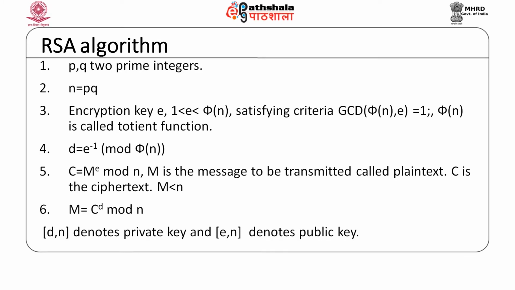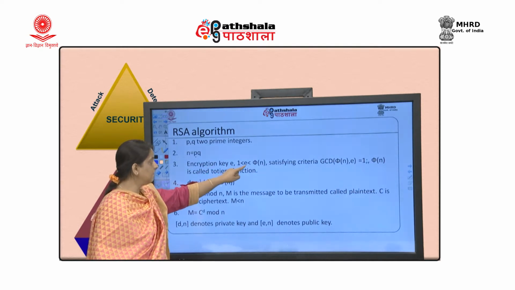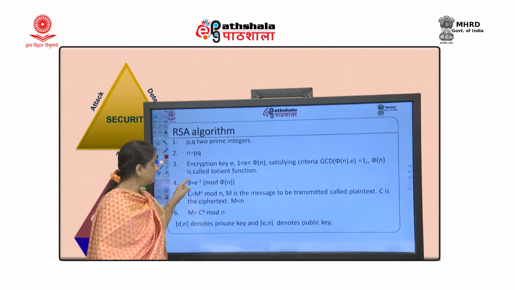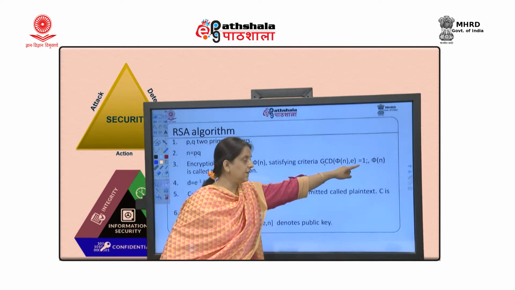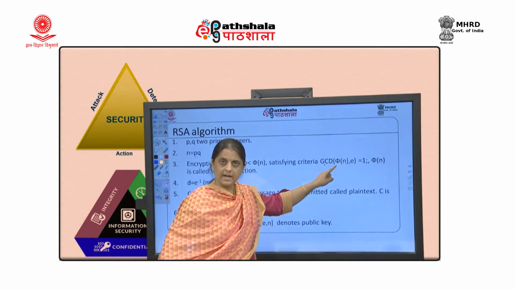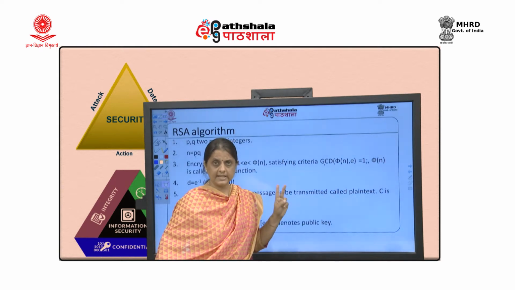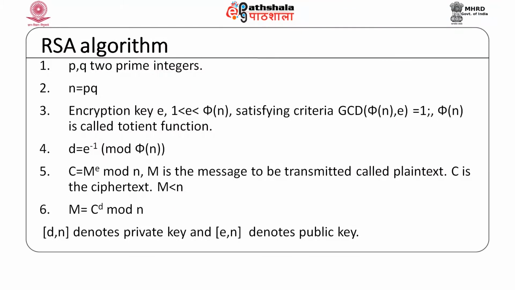So, once again just check what we studied in the RSA algorithm. P and Q will be two prime integers, N would be nothing but P multiplied by Q. Encryption key: we have to choose E such that E will be between 1 and phi(n). Phi(n) is the totient function. One more criterion we need to satisfy is GCD of phi(n) and E equal to 1. You all have in mind that when the GCD, greatest common divisor, of two numbers is 1, that means they are relatively prime. D is equal to E inverse mod phi(n).